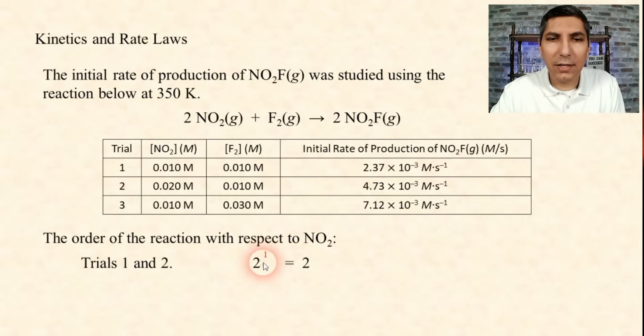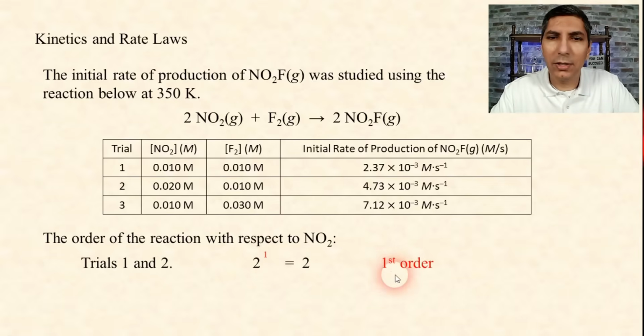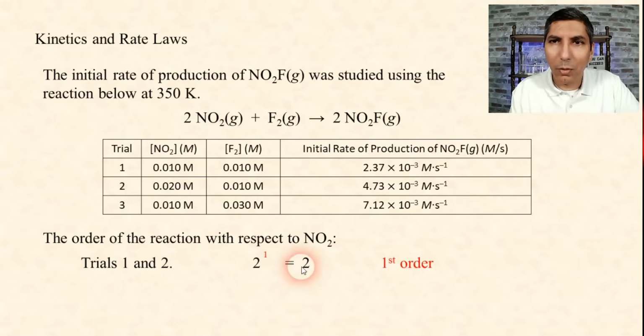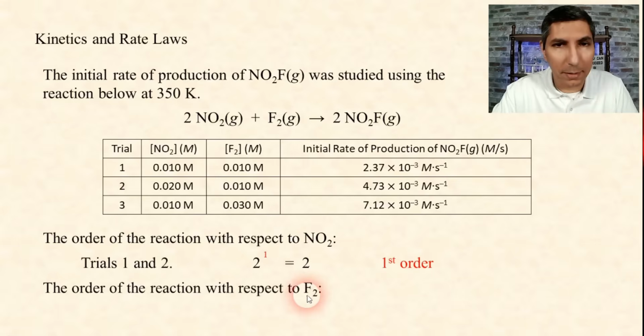So that means we say that this is a first order process with respect to nitrogen dioxide. If we had doubled the concentration but the rate had quadrupled, well, that would have been a second order process. Or if we had doubled the concentration and the rate hadn't changed at all, that would have been a 0th order process. Now let's do the same thing but for F2 this time.